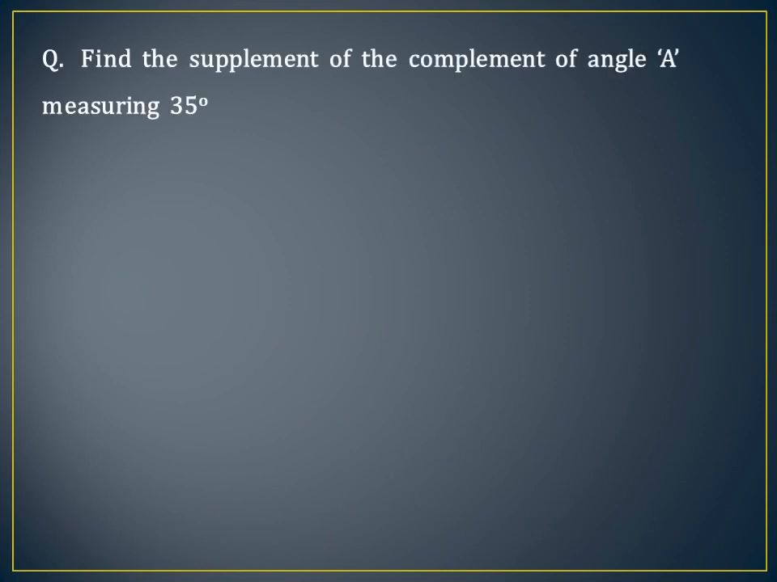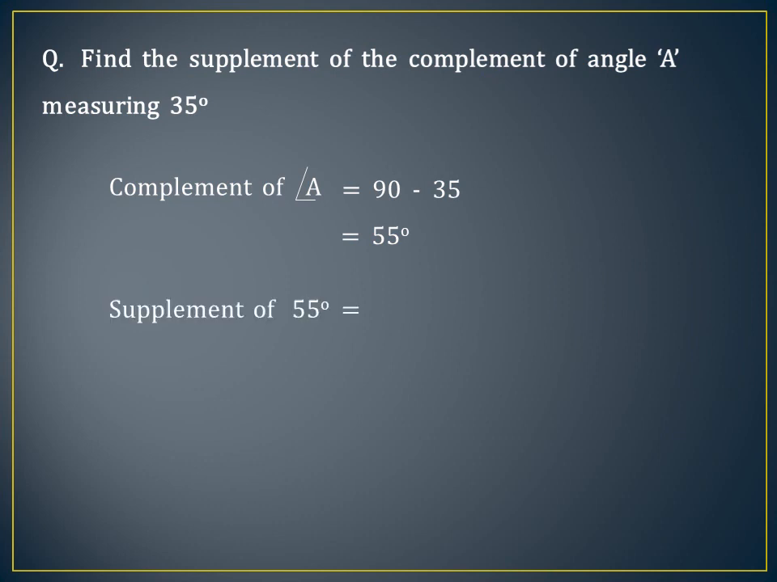Now let's look at our last example. We have to find the supplement of the complement of angle A, which is measuring 35 degrees. First let's begin by finding the complement of angle A. That will be equal to 90 minus 35 degrees, which is 55 degrees. Next we have to find the supplement of this angle. The supplement will be equal to 180 minus 55 degrees, which is 125 degrees. So the supplement of the complement of 35 degrees is 125 degrees.